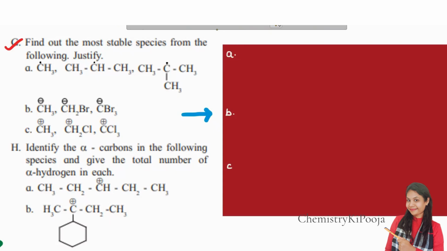The question is, find out the most stable species from the following and justify. In question A, we have been given three structures. All three structures are free radicals. CH3 is the structure of methyl free radical. Then we have isopropyl free radical, and lastly, we have a tert-butyl free radical. Now we need to find out which of these is the most stable species.